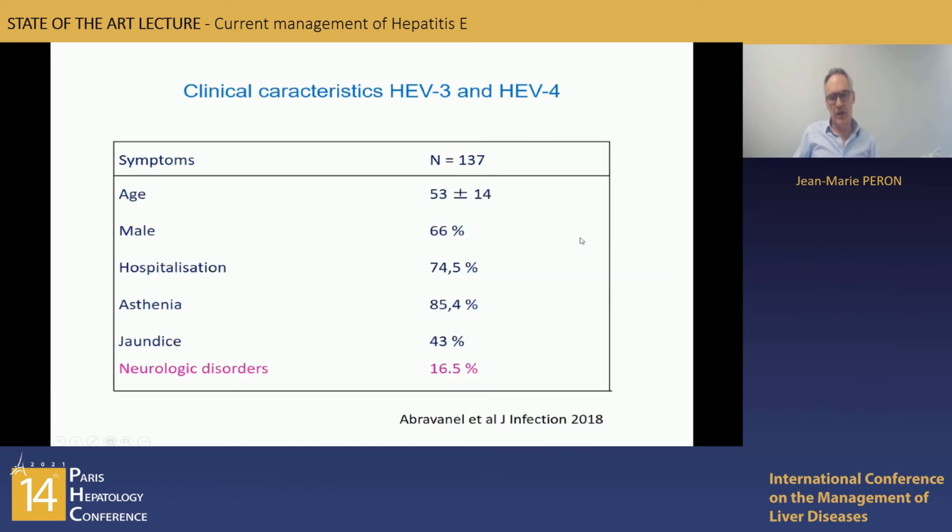This table describes clinical characteristics from patients in France, published recently. This is interesting because we studied 137 consecutive patients, and you can see that the age is mean 53, mostly males, 74% hospitalizations, which is very high. So this means that when HEV is symptomatic, usually it's a severe infection. You have asthenia in 85%, jaundice 43%, and in this study where patients were prospectively studied, the risk of neurological injury is high. It's 16.5%.